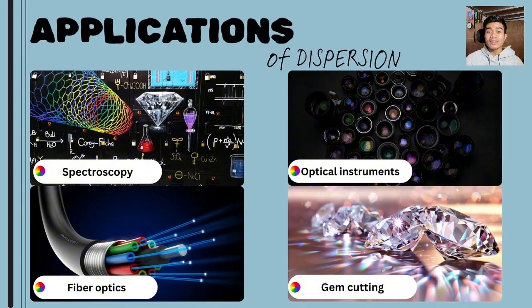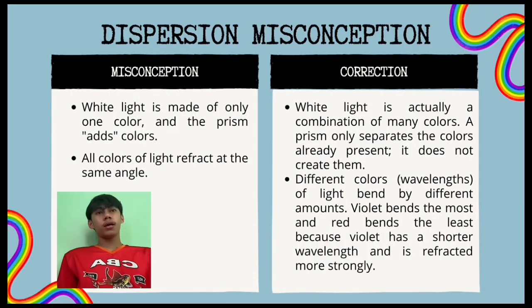So in short, dispersion can be a scientist's tool, an engineer's challenge, or an artist's secret weapon. It gives us rainbows, reveals the compositions of stars, sharpens our vision devices, powers our communication, and makes gems shimmer like captured light. So pretty amazing how one tiny quirk of physics, just light changing speed, can color our world, don't you think? Dispersion misconceptions.